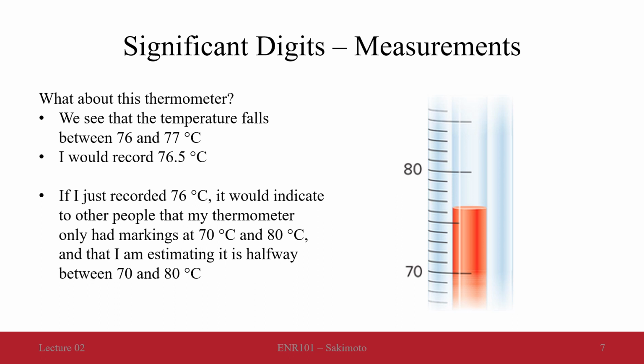If I were to just record 76, if I got lazy and I didn't want to write all the digits down, it would communicate to other engineers that my thermometer wasn't very precise, that I only had markings at 70 degrees and 80 degrees, and I'm estimating the distance between 70 and 80. So again, we need to record things correctly so as to communicate how precise our tools are.